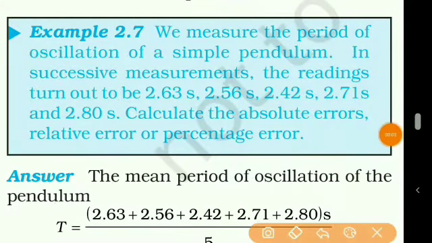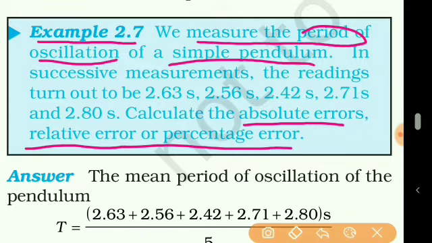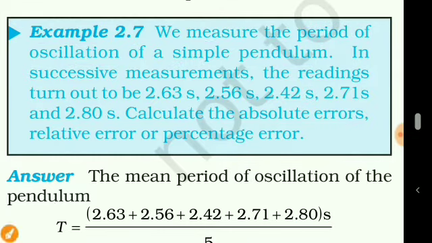Now example number 2.7. What do we want to find here? We want to find the absolute errors, relative error, or percentage error. Now this example is of the measurement of the period of oscillation of a simple pendulum. Students, what is a simple pendulum, that you might be knowing?